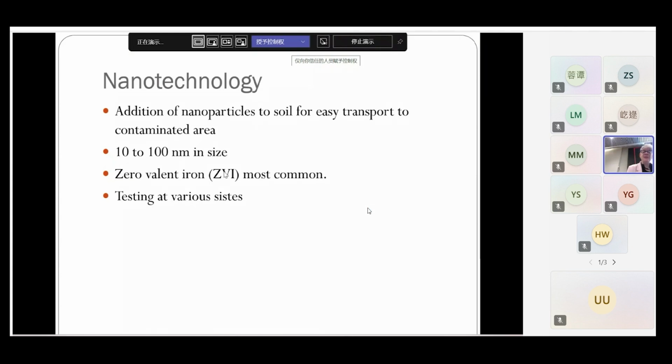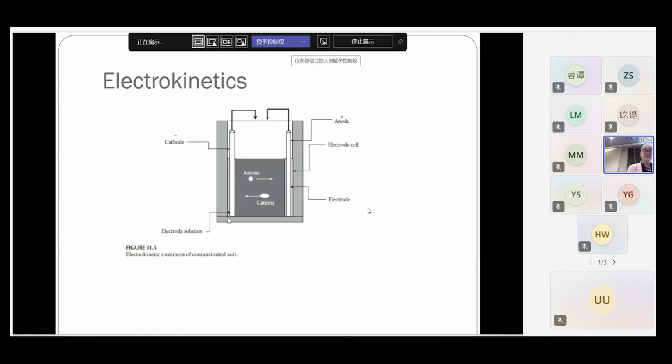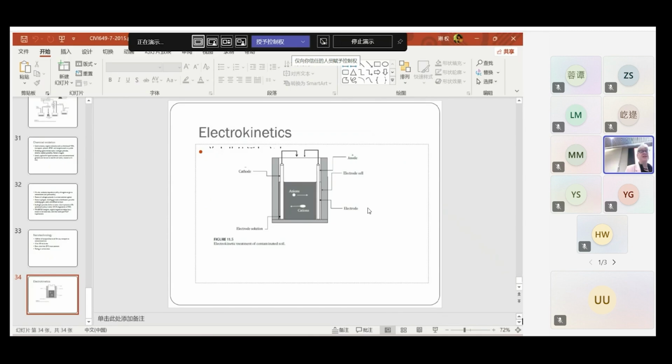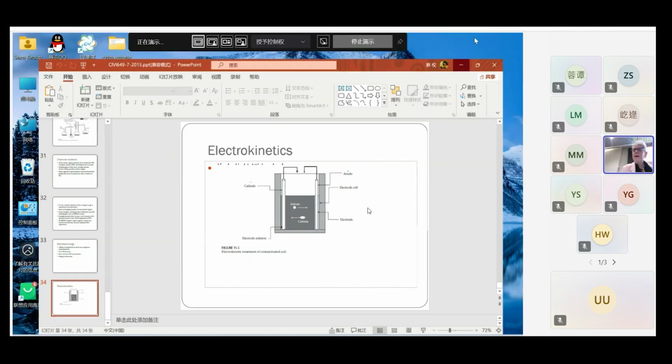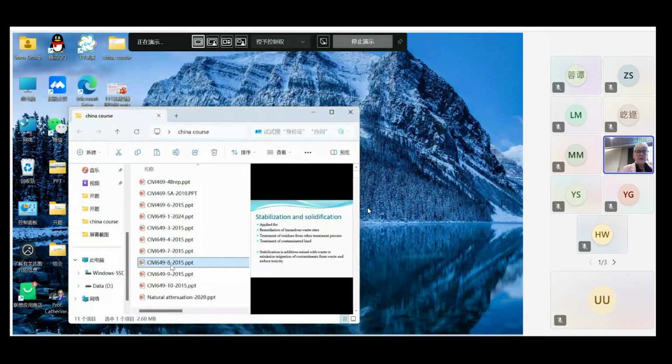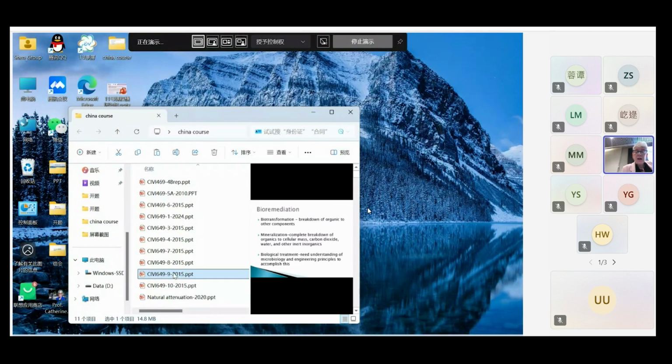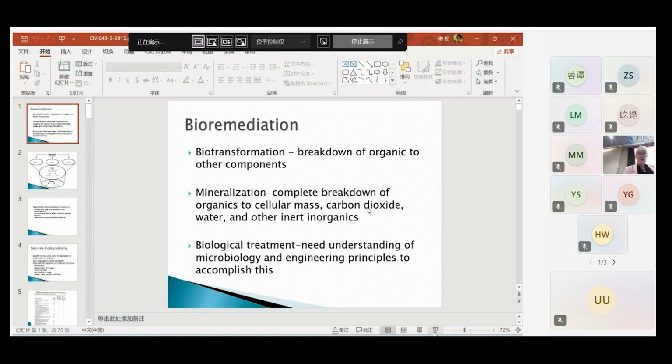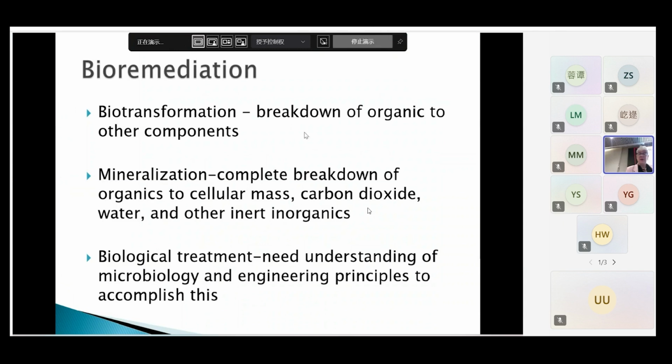At this time, the electrokinetics, we mentioned that before, and yeah, so that's that set of slides. As I mentioned, that was quick. Okay, so let me do the bio first, and then I'll do the stabilization. Okay, so the bio. I'll try to go through this relatively quickly.